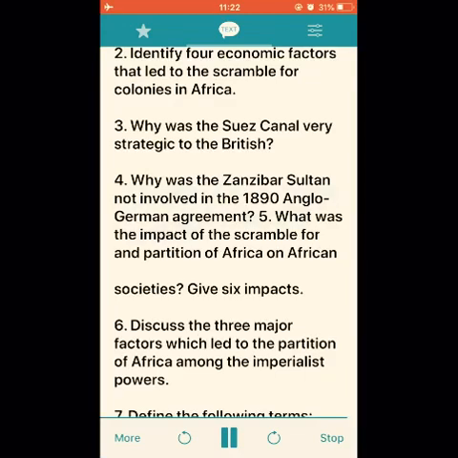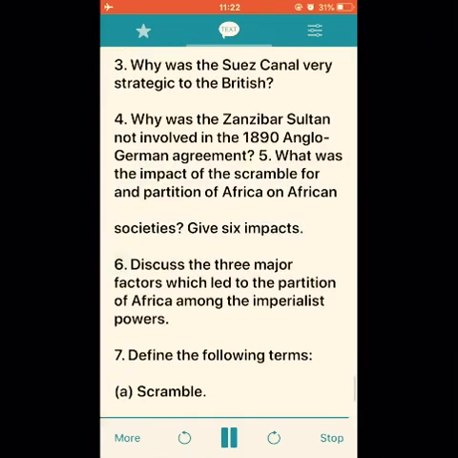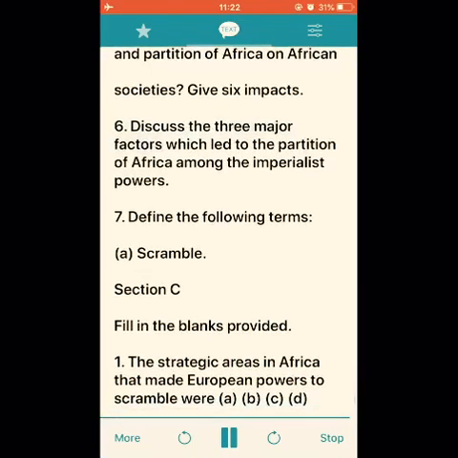5. What was the impact of the Scramble for and Partition of Africa on African societies? Give 6 impacts. 6. Discuss the 3 major factors which led to the partition of Africa among the imperialist powers. 7. Define the following terms. A. Scramble. B. Partition.